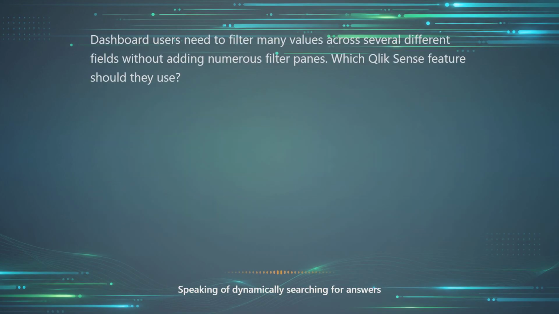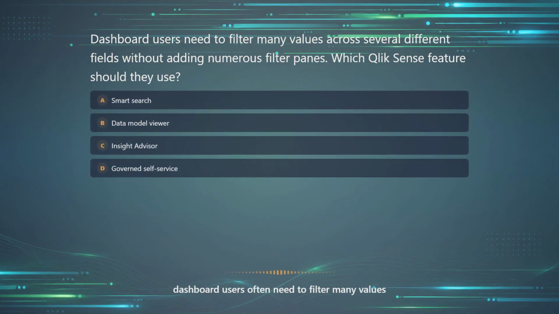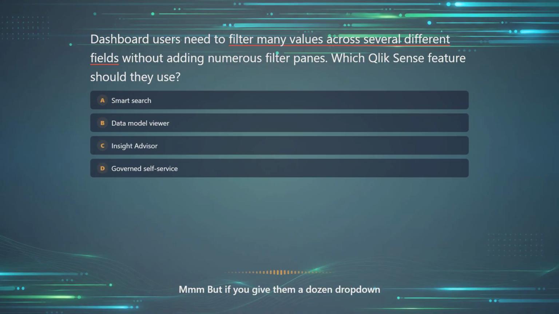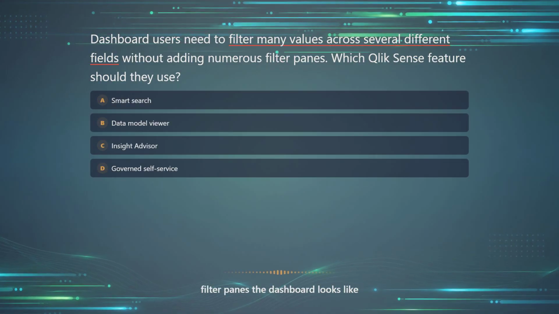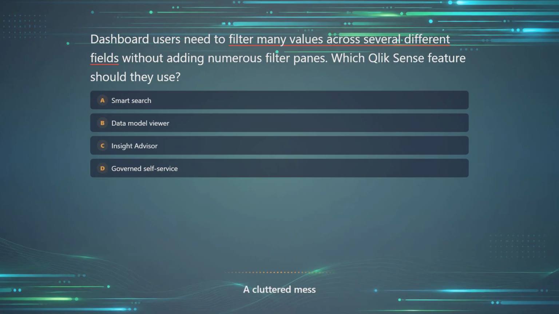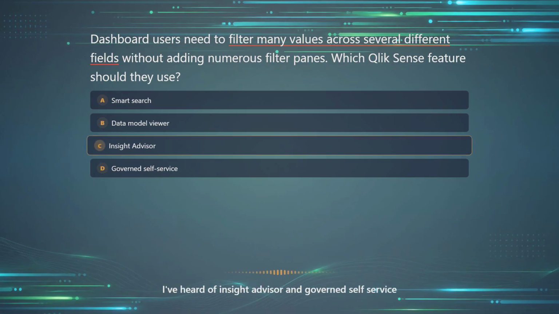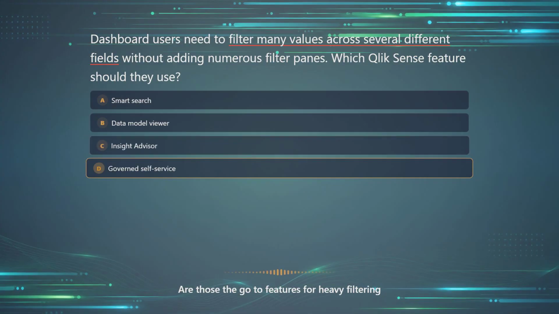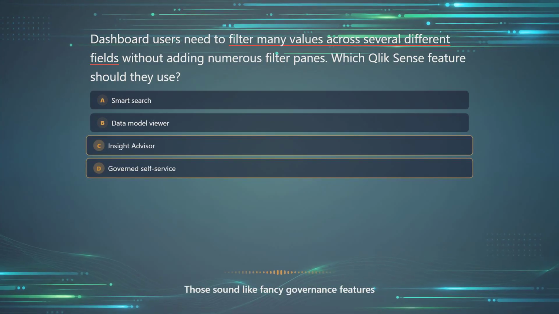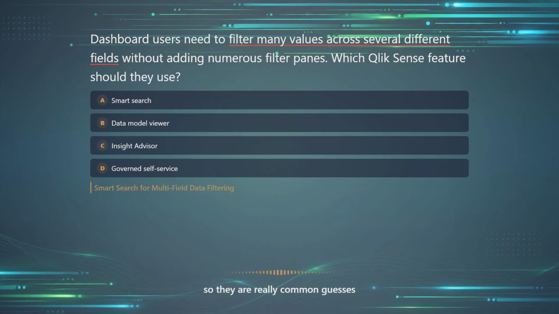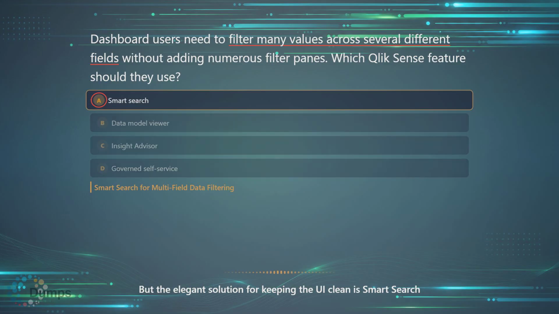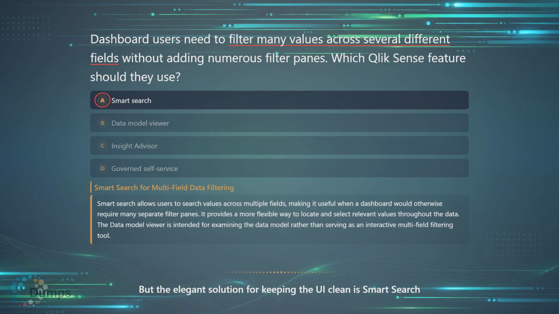Speaking of dynamically searching for answers, dashboard users often need to filter many values across several fields. But if you give them a dozen drop-down filter panes, the dashboard looks like a cluttered mess. I've heard of Insight Advisor and Governed Self-Service. Are those the go-to features for heavy filtering? Those sound like fancy governance features, so they are really common guesses. But the elegant solution for keeping the UI clean is Smart Search.